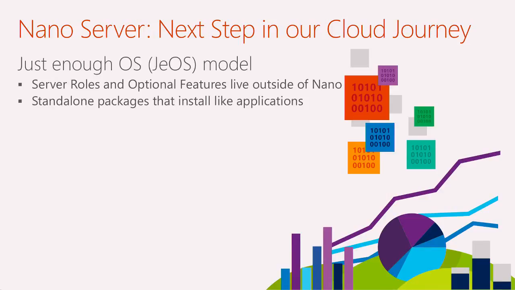So some of the core concepts. We've really tried to move away from the model where you have this general purpose OS, all the roles are there, and you can go and enable or disable them at will. By default, you get Nano Server. It can't do much. I mean, it can host PowerShell. It's a really great PowerShell host. But the decision to install a specific role is installing a separate package.